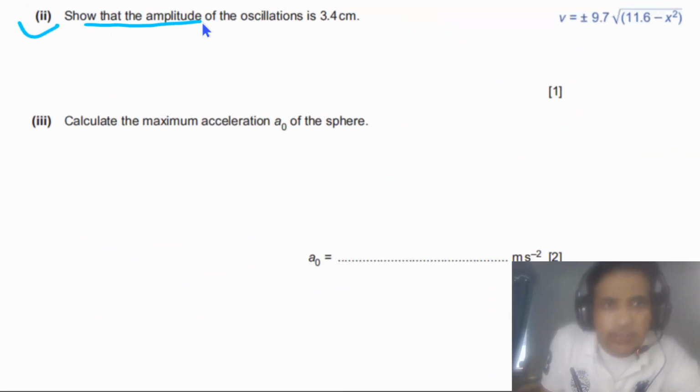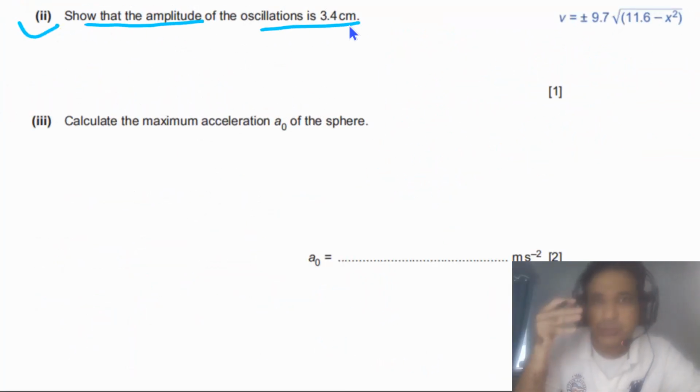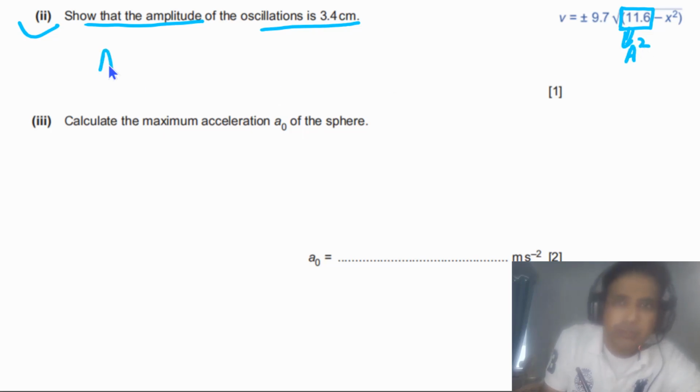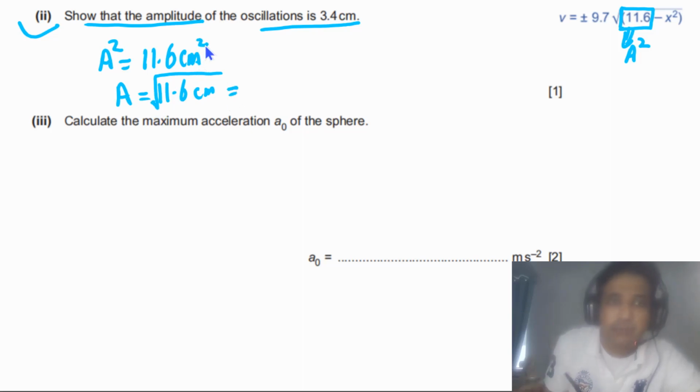Second part says show that the amplitude of the oscillation is 3.4 centimeters. So we have already discussed that this quantity is a square. So this is representing a square. So simply we can say in this case we have amplitude square that is equal to 11.6 centimeters square. So we need to find out A. So simply we have to take square root of this. So if we take the square root of this, we will get in this case 3.4 centimeters. And this question has only 1 mark. If you have got the right answer, you will get this 1 mark.